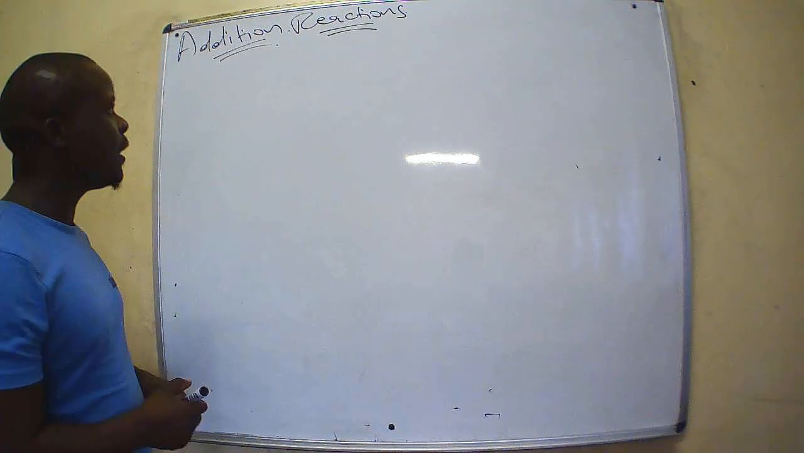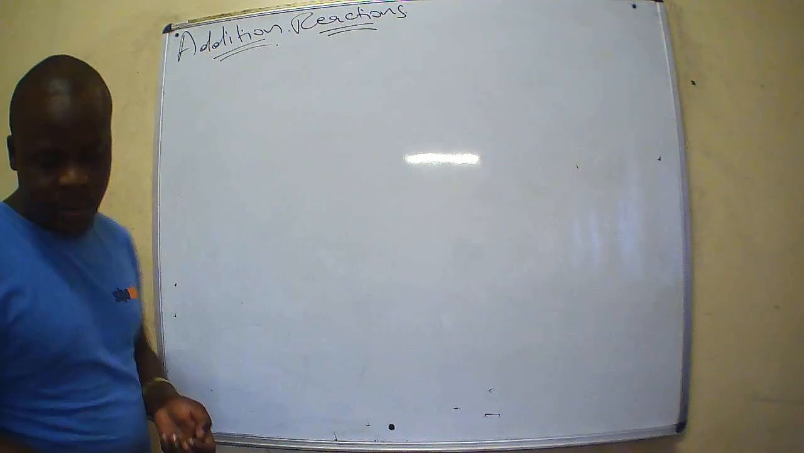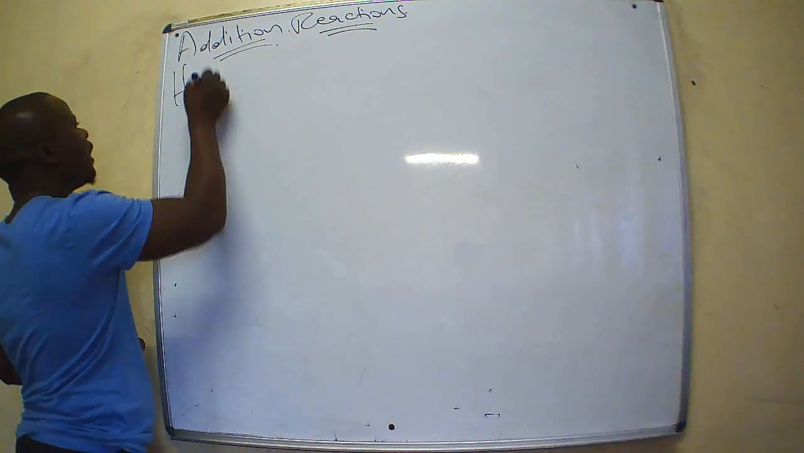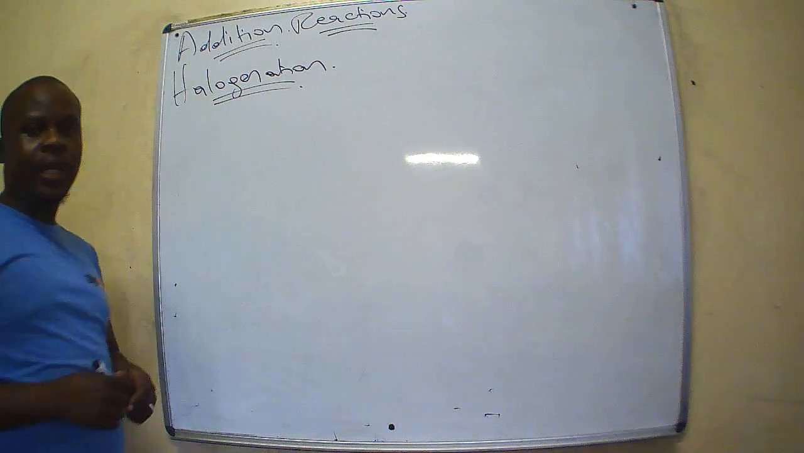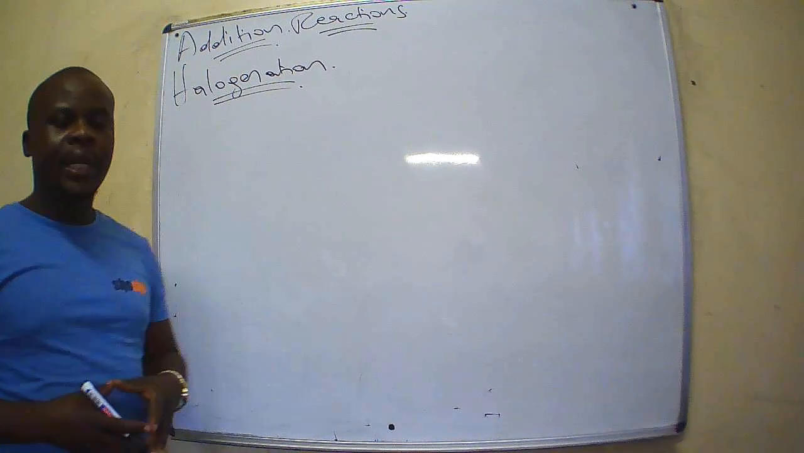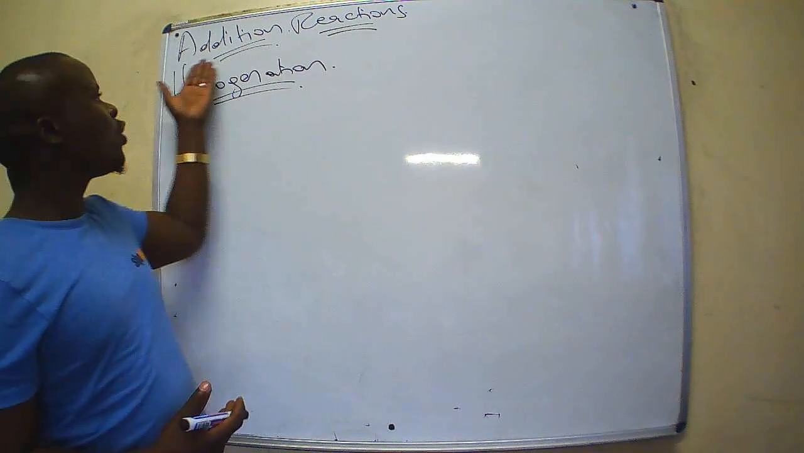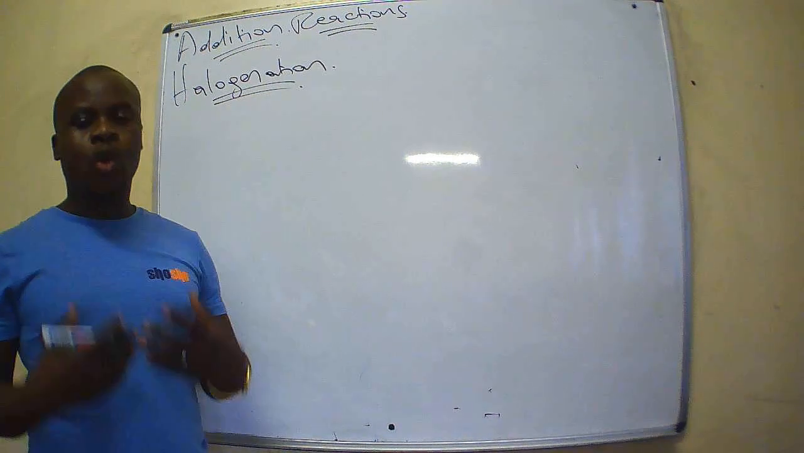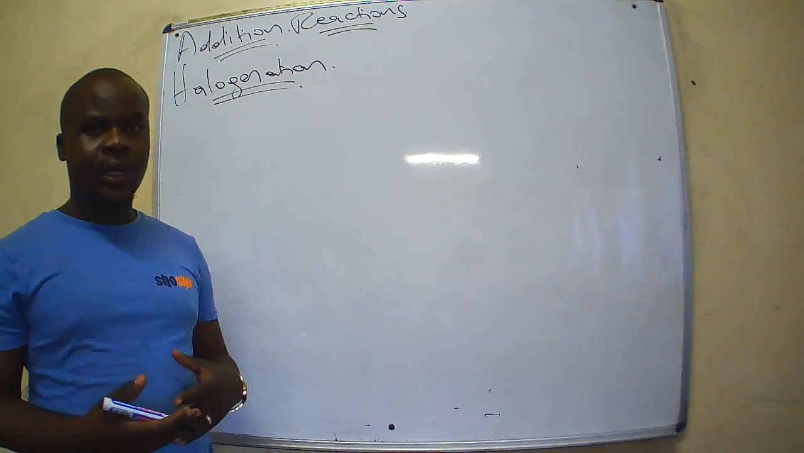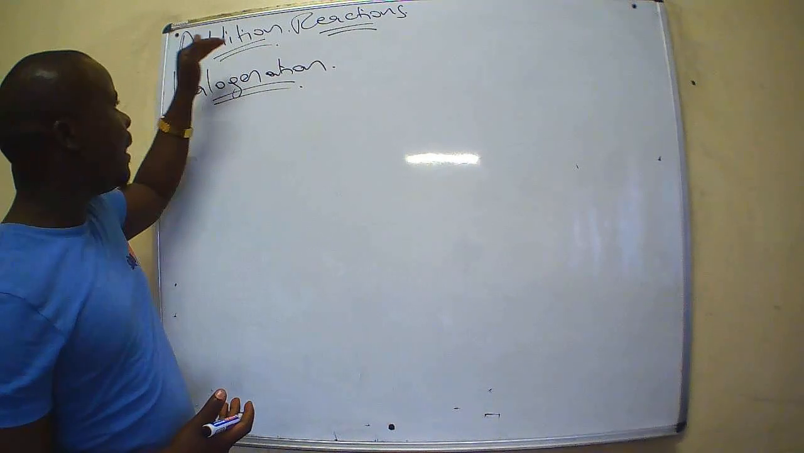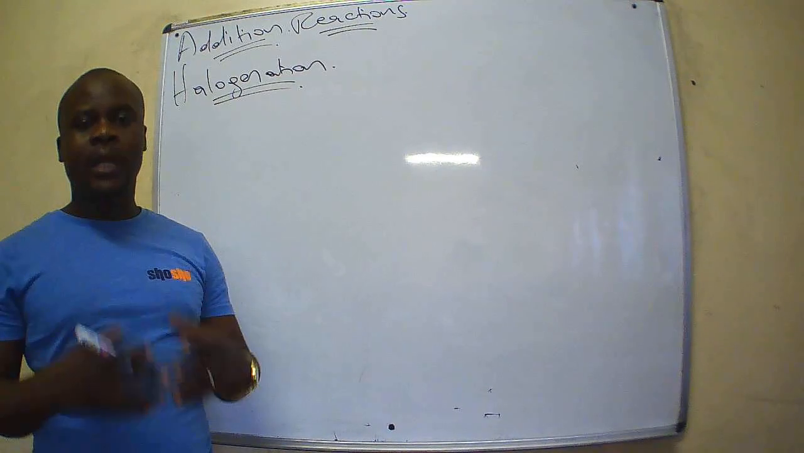So for addition reactions, we have mainly 4 types of addition reactions, but the first one that we shall start with is the one that we shall call halogenation. So halogenation here is going to be the reaction of alkenes. So let's go deeper into this. Almost all addition reactions are reactions of alkenes transforming into different molecules. So mainly every time we talk about addition reactions, it's all about alkenes.